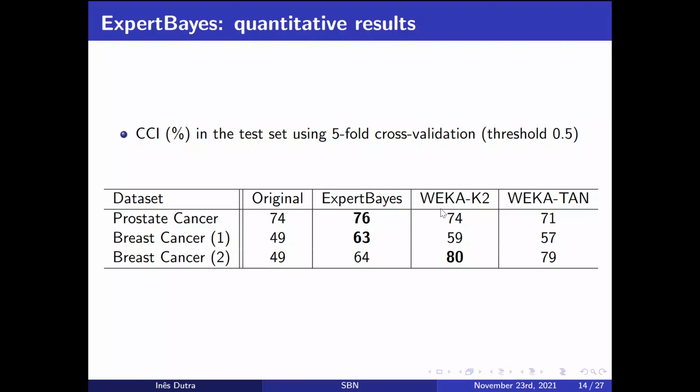We also compare this with the best network that was built using Weka with K2 and Weka with the TAN, tree augmented network, algorithms. K2 allows any number of parents. I think we were just using 10 parents here as default, and TAN uses only 2 parents for each node at most. ExpertBayes takes the original network, which can have any number of parents, then changes it a little bit and obtains the results.